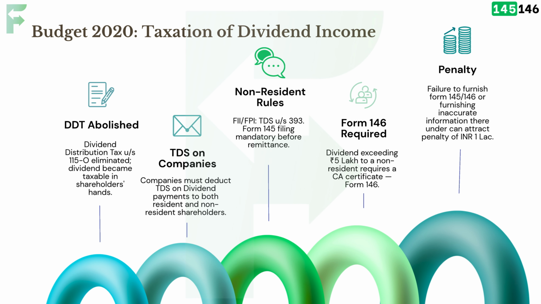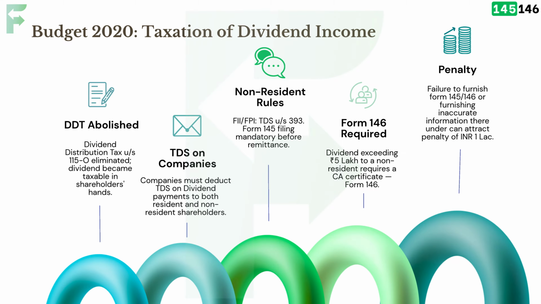For payments to non-resident shareholders, additional remittance compliance requirements apply. Depending on the transaction, Form 145, Form 146, or both may be required before the payment is made. Failure to comply or furnishing incorrect information may also attract penalties.